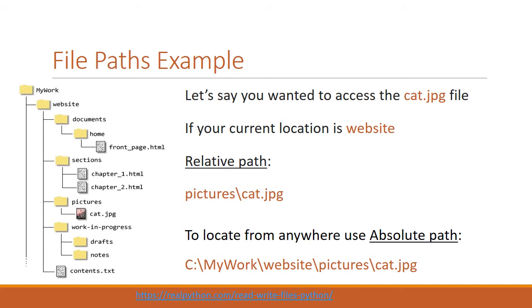To locate that file from anywhere where you don't have to worry about where your current location is, you can use the absolute path. And on a Windows machine, the absolute path would be c:\mywork/website/pictures/cat.jpg.